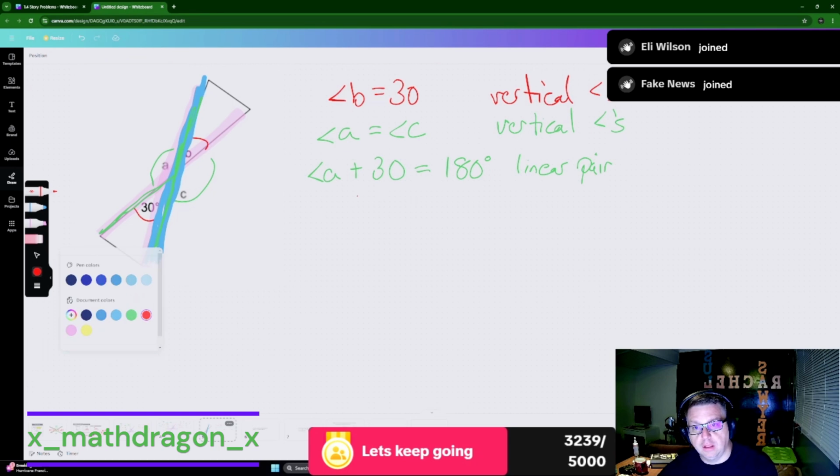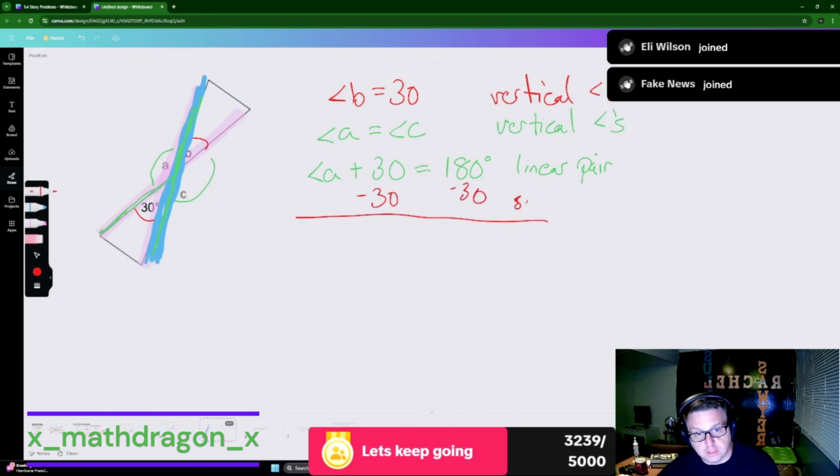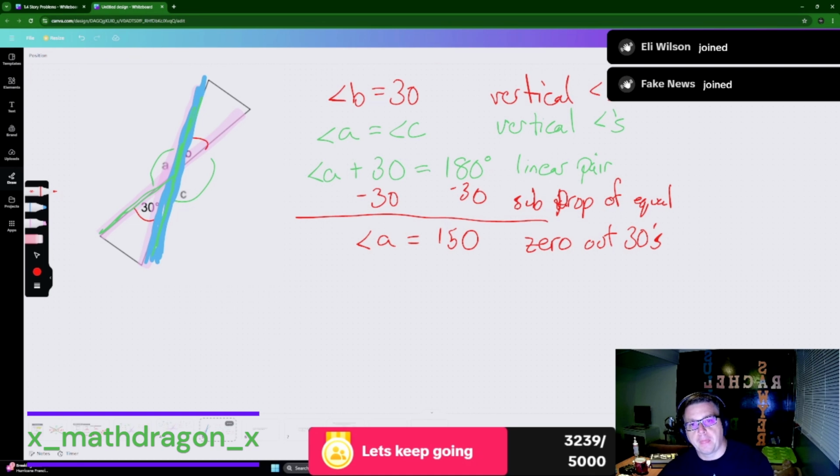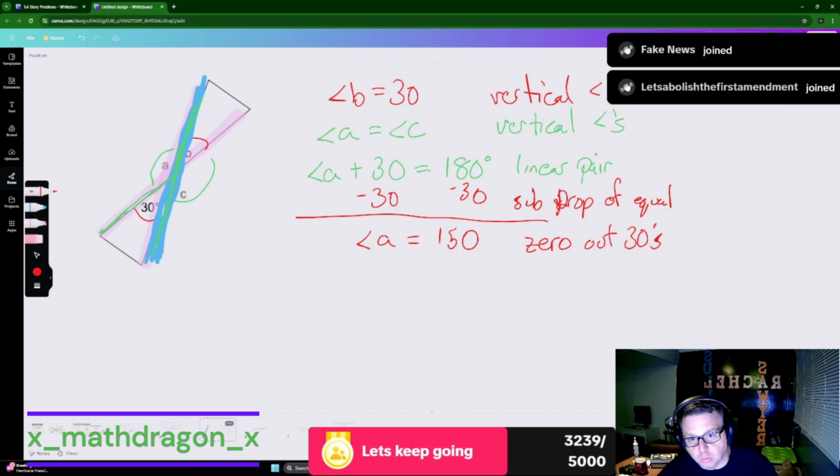So let's do that. Let's subtract 30 from both sides by using the subtraction property of equality. And that's going to leave me with angle A equals 150. And that is because we zero out the 30s. And so I know angle A is 150.